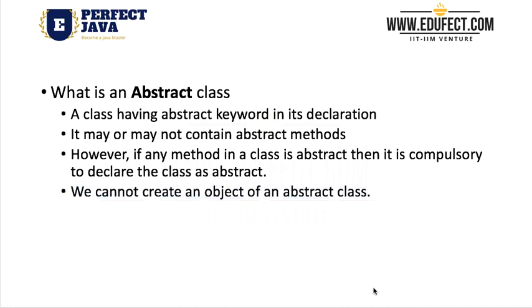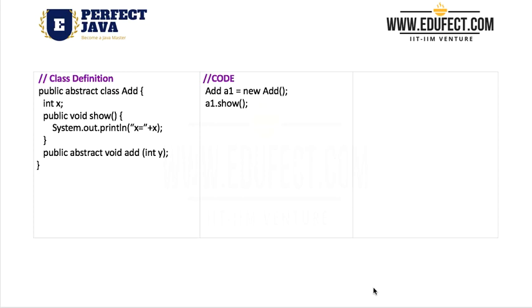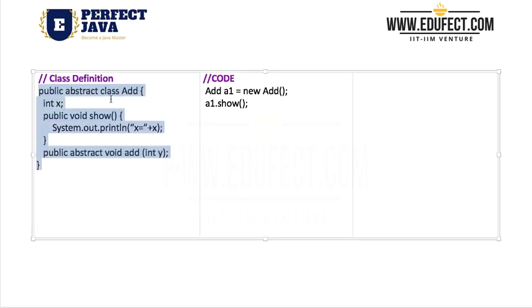Okay. Let's look at some examples of an abstract class. Here we have defined a class named add, and we have said this class is to be abstract. No problem, we can declare any class to be abstract. And is there an abstract method in this class? Yes, there is an abstract method, which is add. Does this method have an implementation? No, so this is fine. So class add will compile perfectly fine.